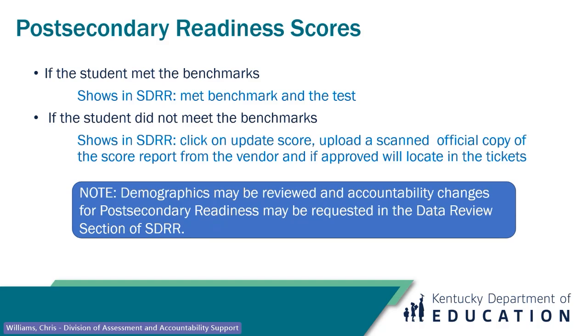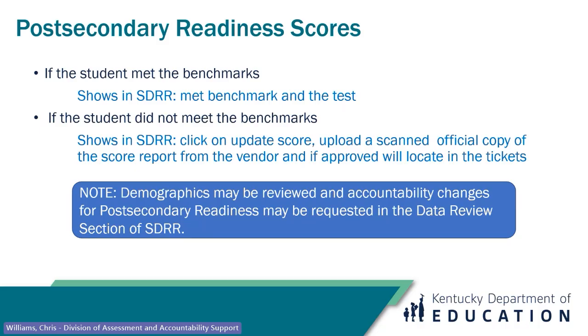Now, if a student met the benchmarks, it'll show in SDRR and it'll say what the benchmark was, that the student met the benchmark, what it was in, and the test that was given. If the student did not meet the benchmark, it'll show an SDR. What you will want to do is upload an official scanned copy of the vendor report. You'll click on the update score and be able to upload that form into SDRR. And if approved, you will locate that in our tickets to be able to file that.